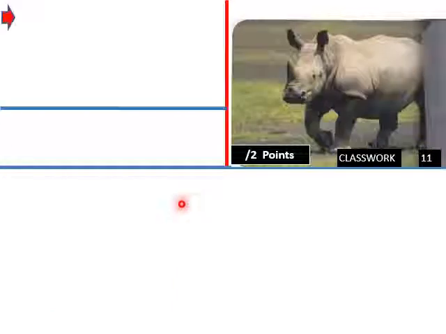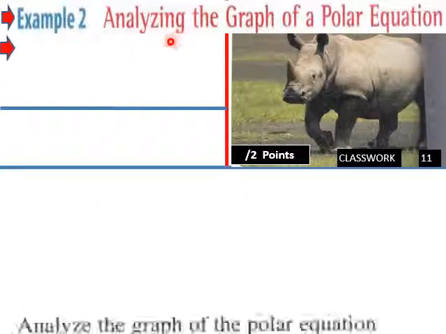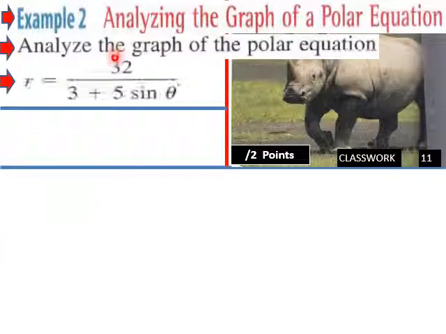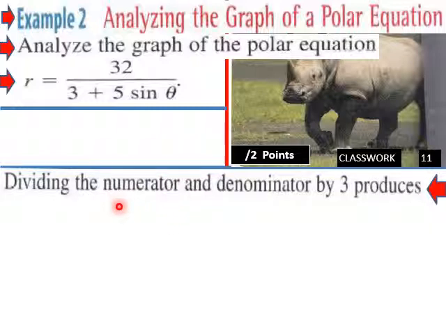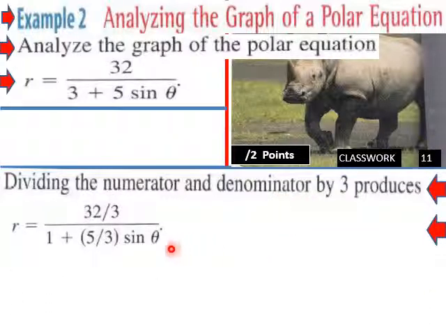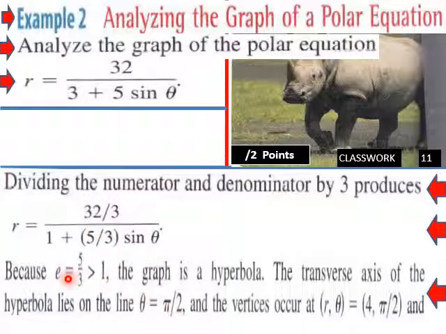Okay, let's try one now. Analyzing the graph of a polar equation: analyze the graph of the polar equation r equals 32 over 3 plus 5 sine theta. Dividing the numerator and denominator by 3, we've got to get this to 1. Dividing by 3 produces 1 plus 5 over 3 sine theta in the denominator. Because e equals 5 over 3, which is greater than 1, we know immediately the graph is a hyperbola.